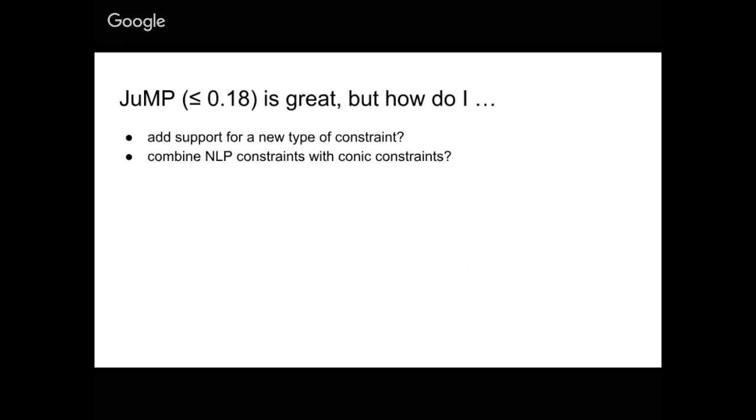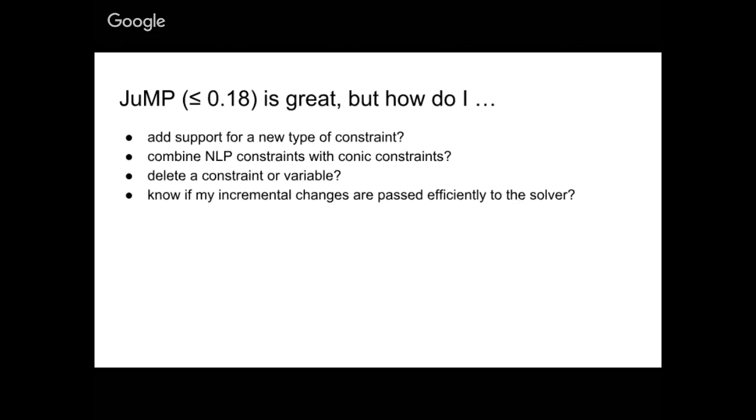How do I combine NLP constraints with conic constraints? This is interesting because we now have new solvers out there that can handle this combination. How do I delete a constraint or variable? Going back to the beginning of JuMP, we made a decision: who needs to delete a variable? You can just make a new model if you want to delete something. It turns out that people like deleting variables, but that was a very fundamental assumption that took some restructuring to address.